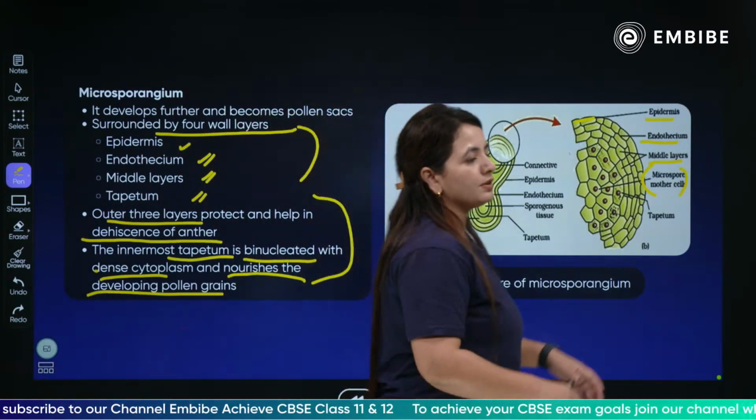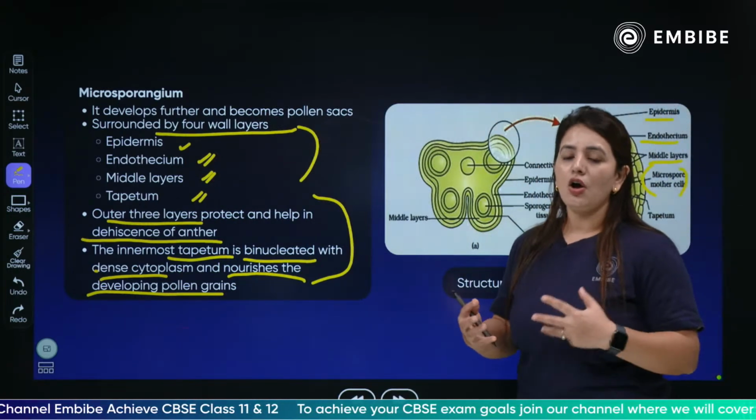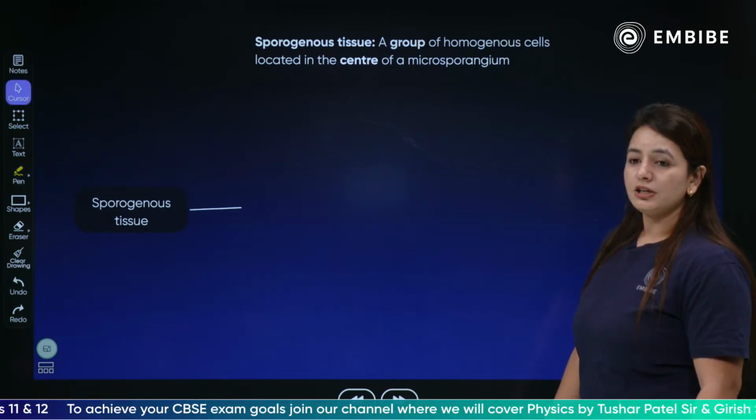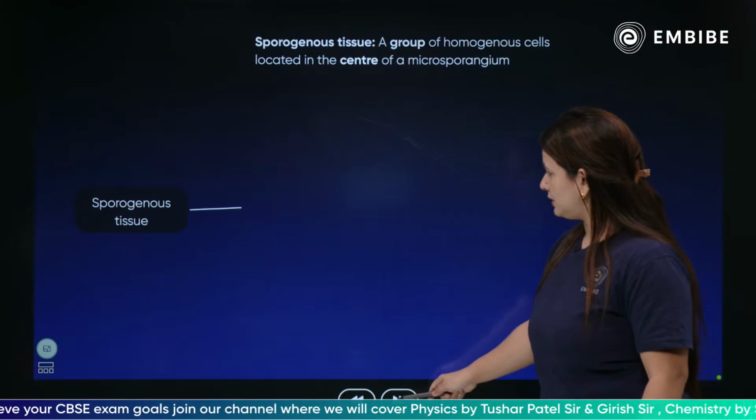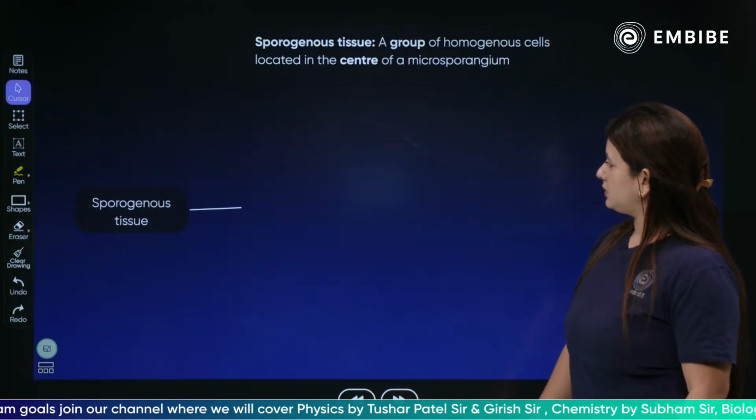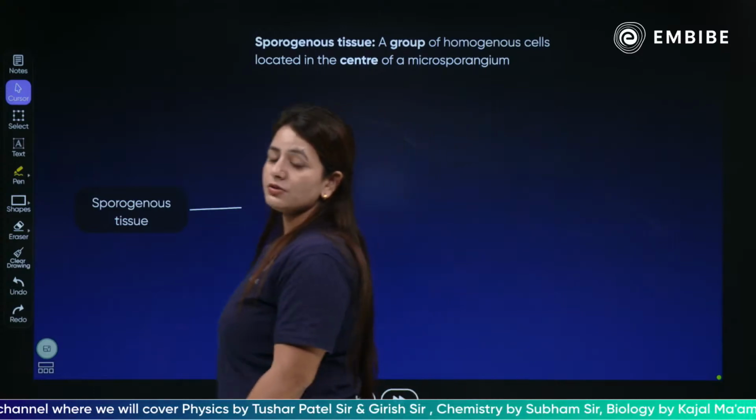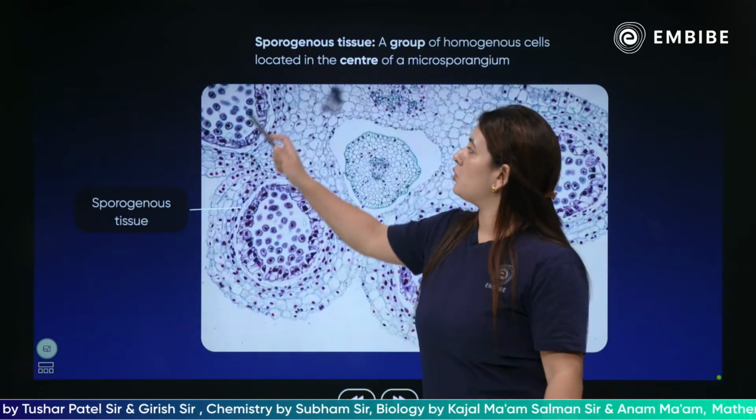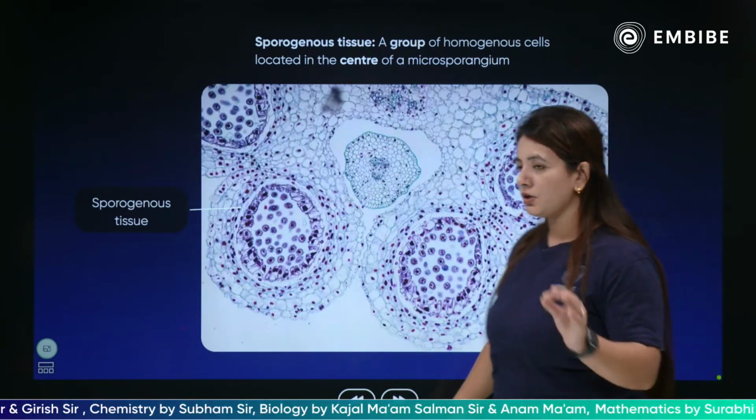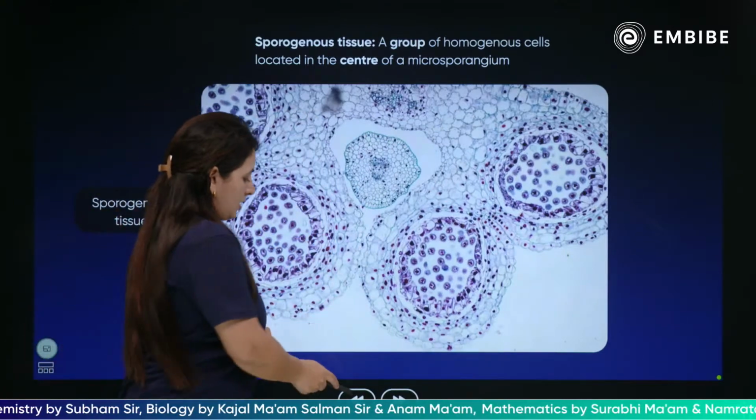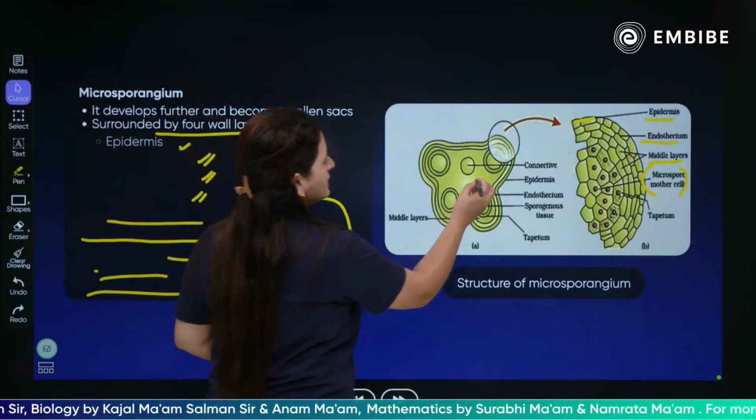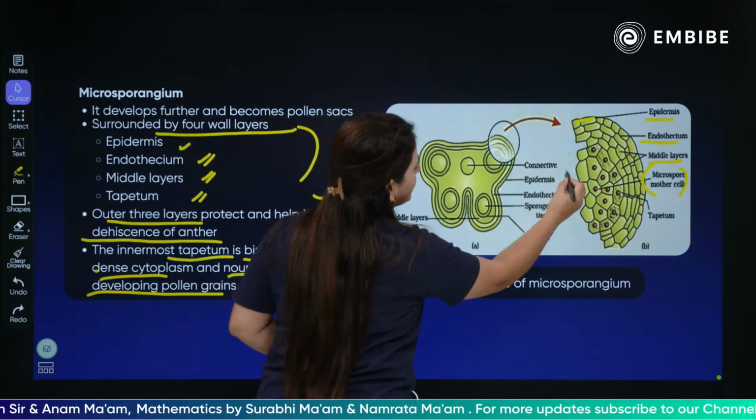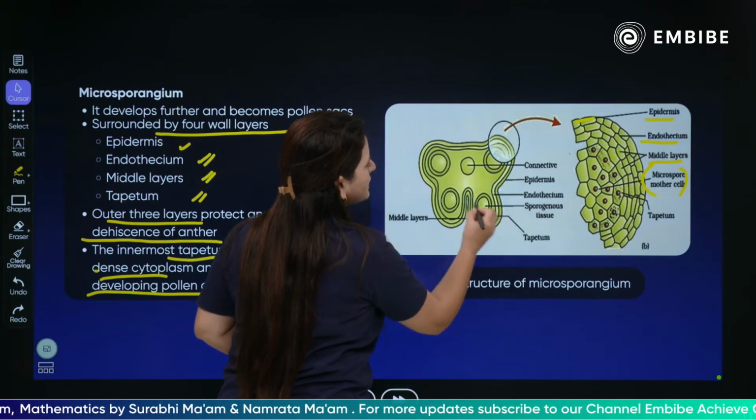Okay, so moving forward with more explanation of the microsporangium. Next we have the sporogenous tissues. What are sporogenous tissues? Group of homogeneous cells located in the center of the microsporangium. Giving you again a brief look at this structure. This part, as you can see, is the connective and this is your sporogenous tissue.